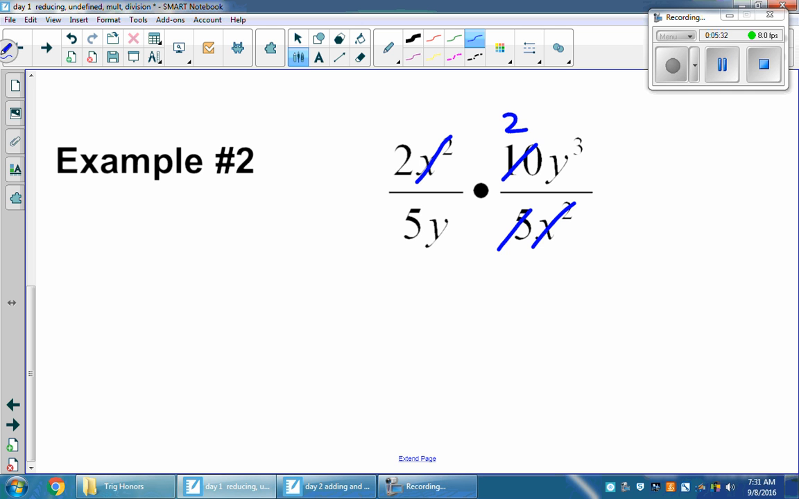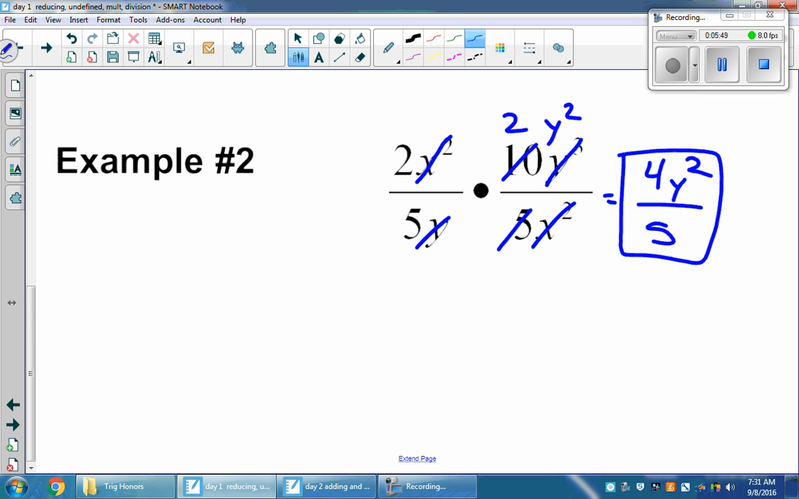Ooh, x squareds cancel. This y to the third, really it just means y times y times y. So one of them cancels. That's it. Now we multiply across, so I get 4y squared over 5. Done.